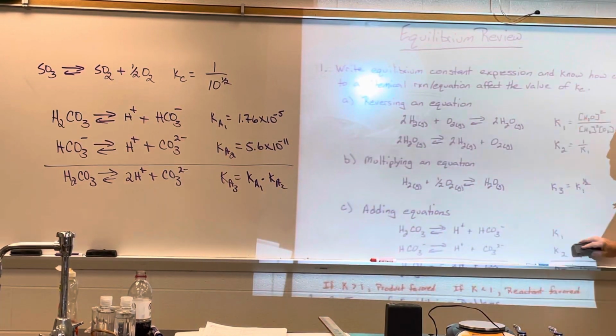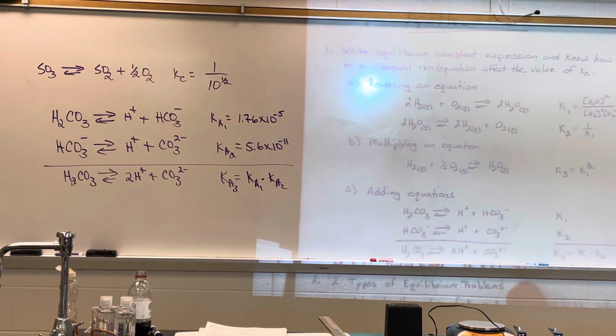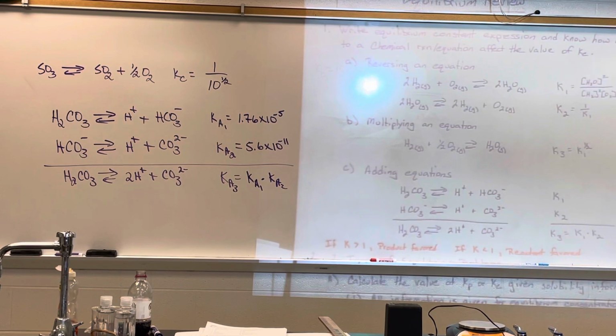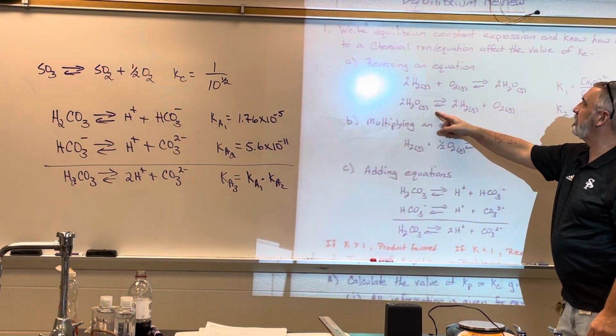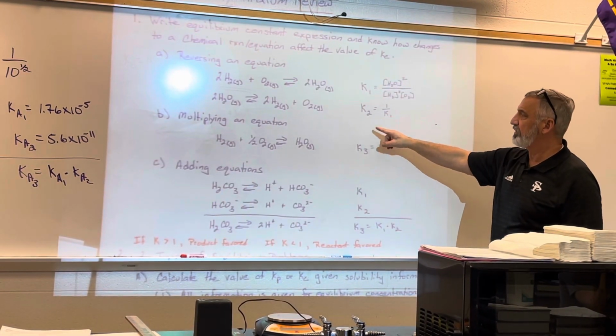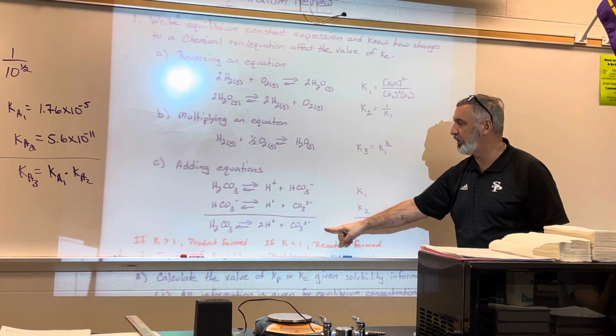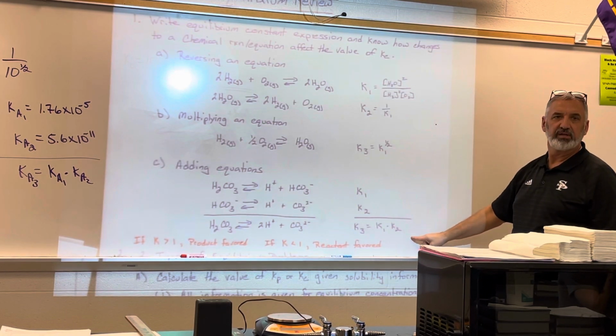Okay, so this is everything we just said, and there's the exact example. Okay, so I'm going to not do equilibrium review. So, again, if we just reverse the equation, we're going to take the reciprocal. We multiply, we raise K to that power, we add the equations, we multiply the K's.